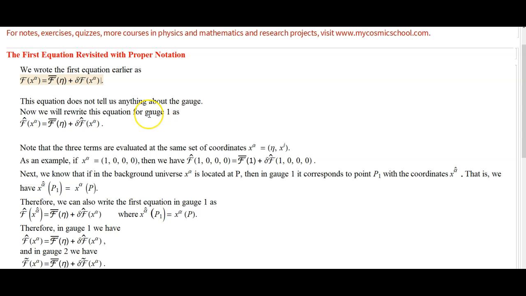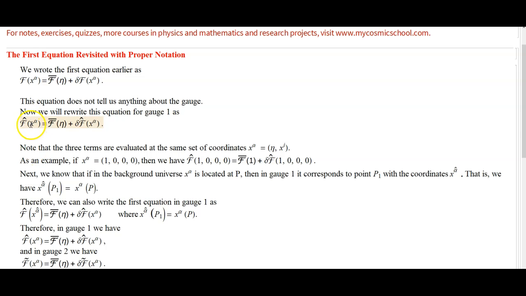So for gauge 1, the coordinates are written using the notation x alpha caret. So in gauge 1, we will rewrite this equation as f caret is equal to f bar plus delta f caret, and the caret symbol is the notation for gauge 1. Similarly, we can rewrite this in gauge 2 as f tilde is equal to f bar plus delta f tilde. And notice that I am expressing everything in terms of x alpha.